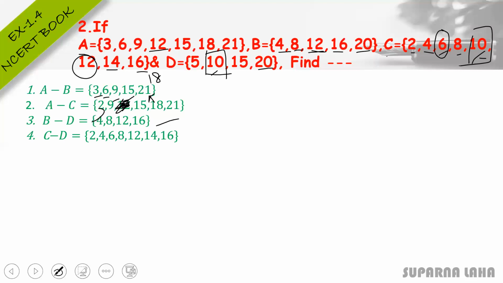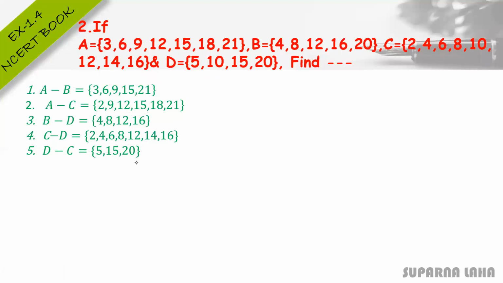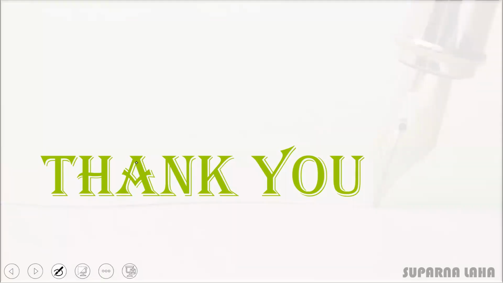So this is from exercise 1.4 of the NCERT book. And this is D minus C. From the set D, subtract C. So what is D? 5, 10, 15, 20. And remove the element of C. Here the common element is 10. So remove this 10. So this will be 5, 15, 20. Okay. So if there is any problem or any doubt, you are free to ask. Thank you.